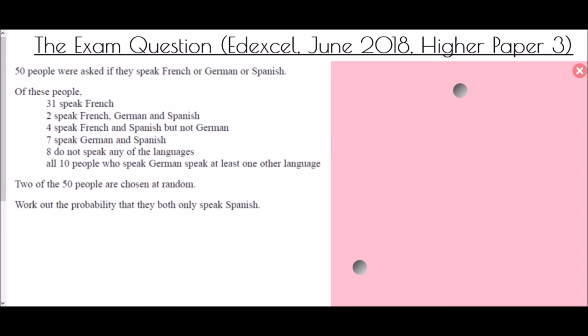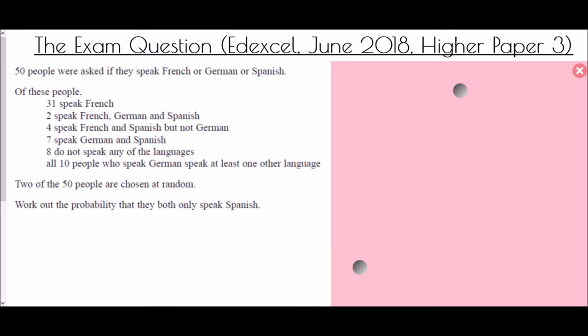50 people were asked if they speak French or German or Spanish. Of these people, 31 speak French, 2 speak French, German and Spanish, 4 speak French and Spanish but not German, 7 speak German and Spanish, 8 do not speak any of the languages, and all 10 people who speak German speak at least one other language. 2 of the 50 people are chosen at random. Work out the probability that they both only speak Spanish.